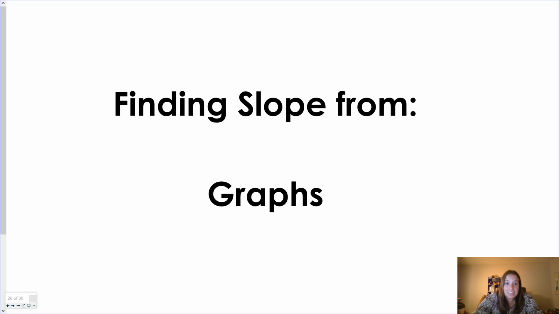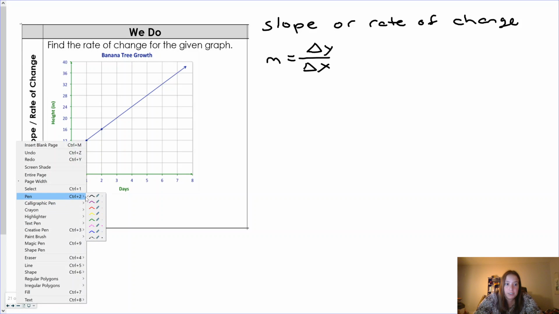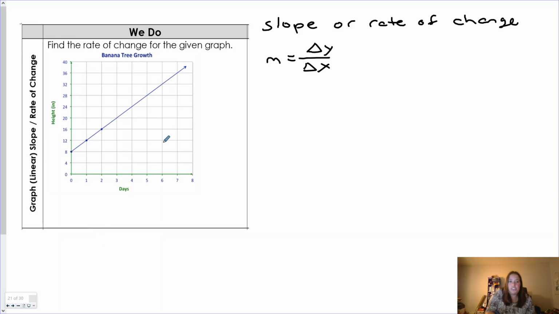In this video, we're going to discuss finding slope from a graph. As a quick reminder, slope is the change in y divided by the change in x, or rise over run, vertical divided by horizontal, any of those things. Given that this graph is linear, we can pick any 2 points.